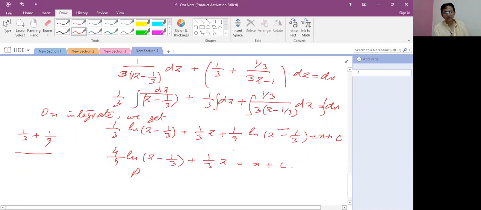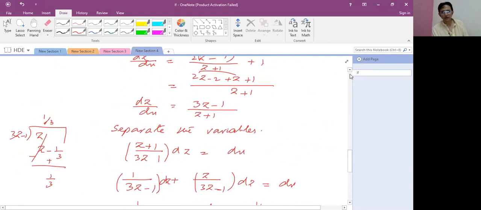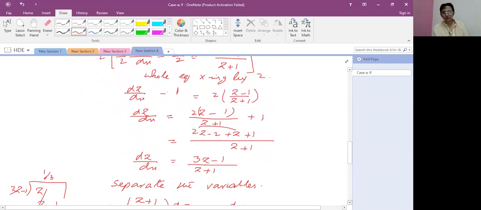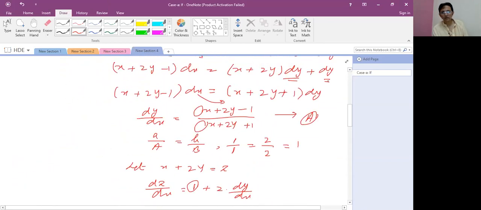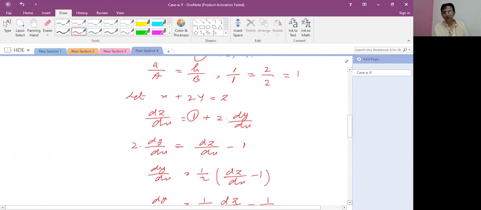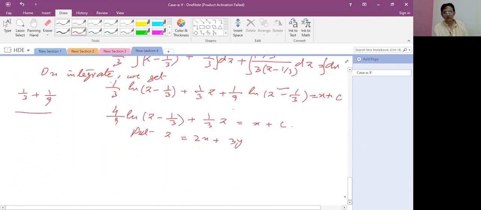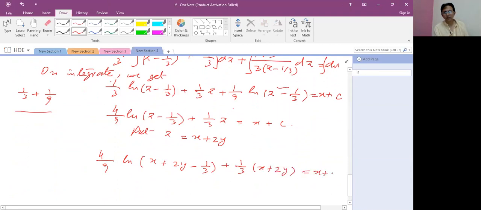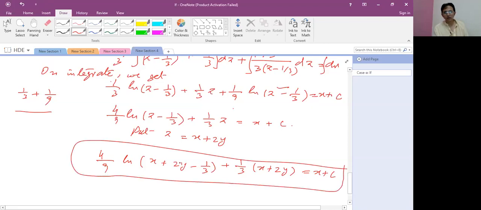Then put back z. Put z is equal to 2x plus 3y, I think. We'll check this term. What is z? Z is equal to x plus 2y. So we write here x plus 2y. So 4 upon 9 ln x plus 2y minus 1 over 3 plus 1 upon 3 into x plus 2y equals x plus c. So this is your solution of the differential equation.